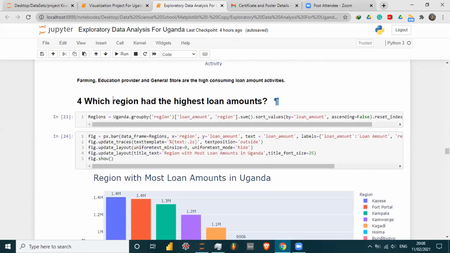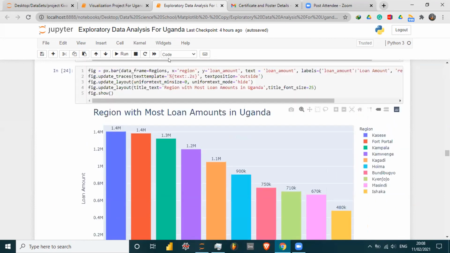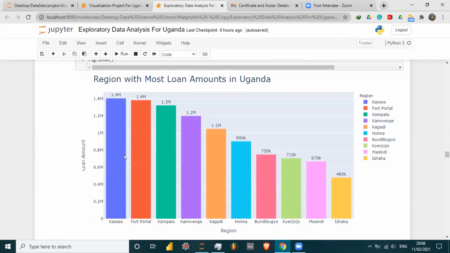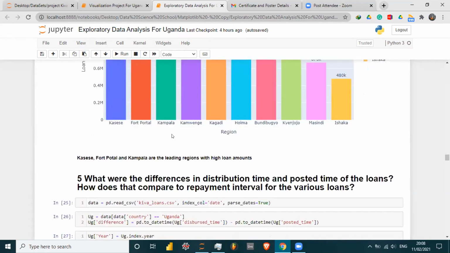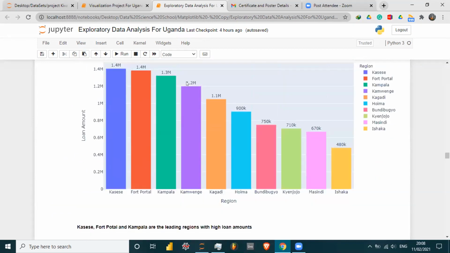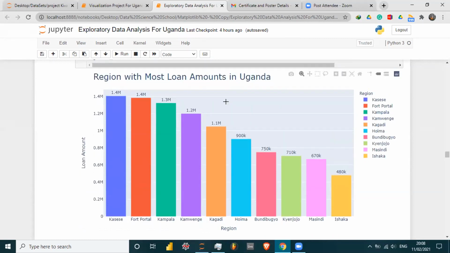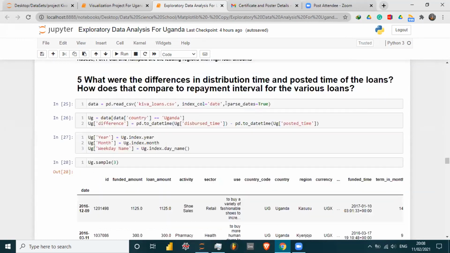Okay. So moving to question 4, which region had the highest loan amounts? I grouped my Uganda data by regions. Then we can see that Kasese, Fort Portal, and Kampala are the ones topping the list with the most loan amounts. So for question 5, what was the difference in time distribution and posted time of the loans? How does that compare to the repayment interval for various loans?